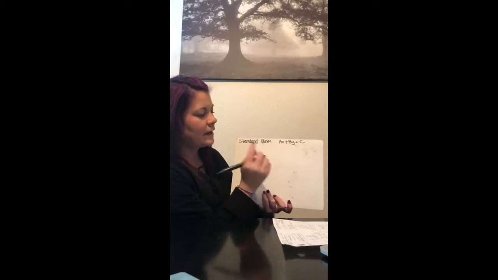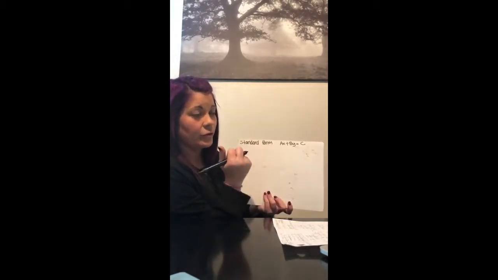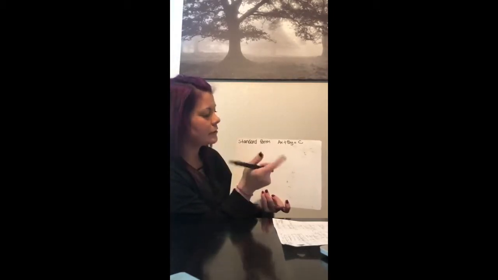Standard form is ax plus by equals c. This is probably the form that you will see second most. So slope-intercept is the most popular, then standard form, and then point-slope form. But standard form tells you some things as well. It tells you the slope, it tells you the x-intercept, and it tells you the y-intercept.